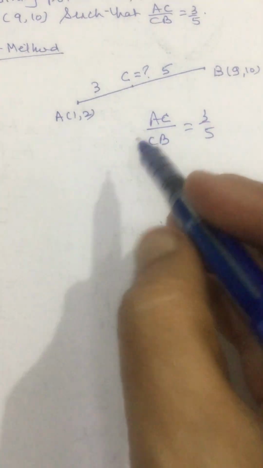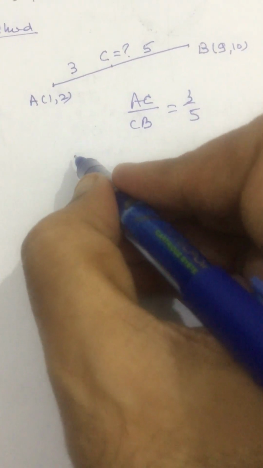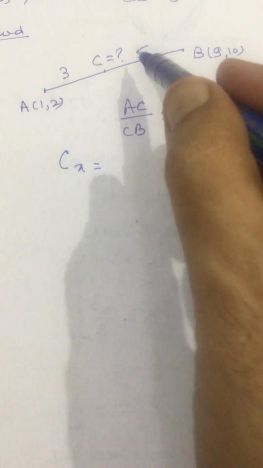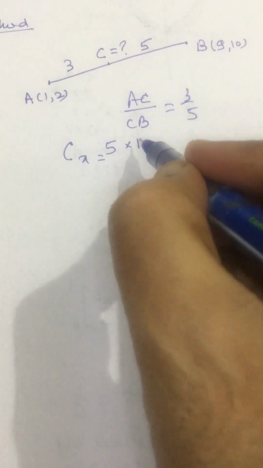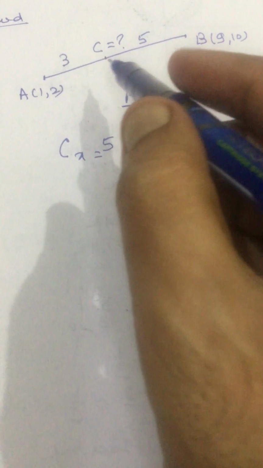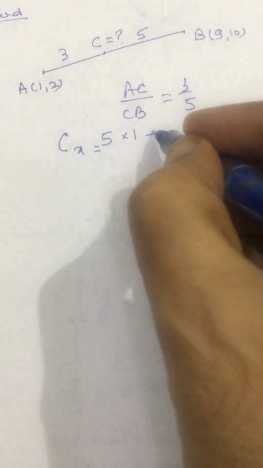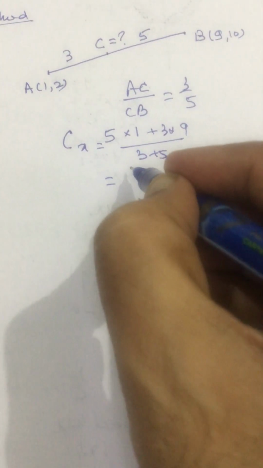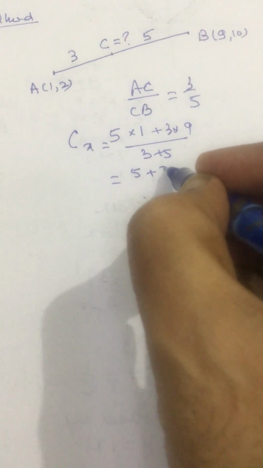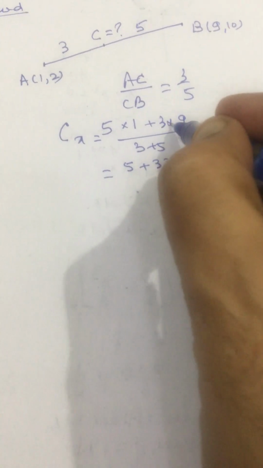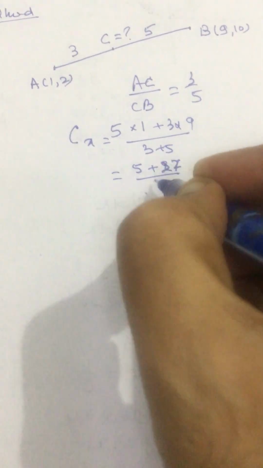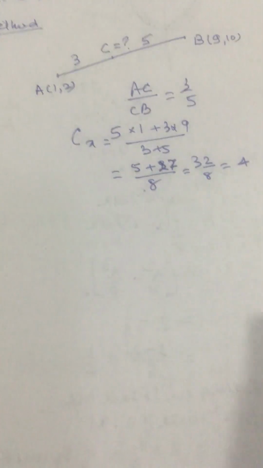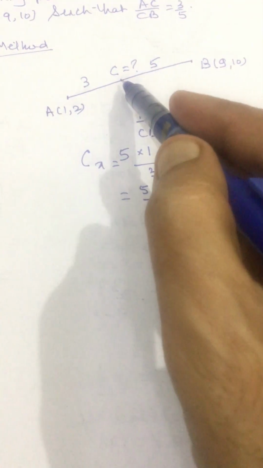In this method, we will use the well-known section formula for finding C. X will be equal to 5 into 1 and 3 into 9, divided by 3 plus 5. That is 5 plus 27 by 8, so this is equal to 32 by 8, equal to 4. So x coordinate of this point C is 4.